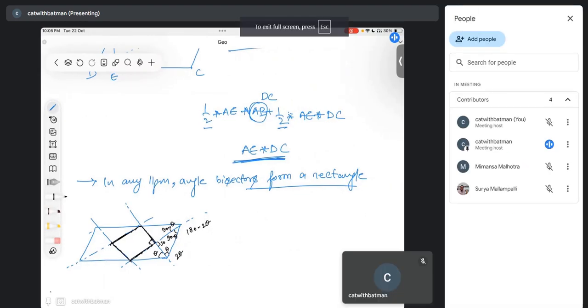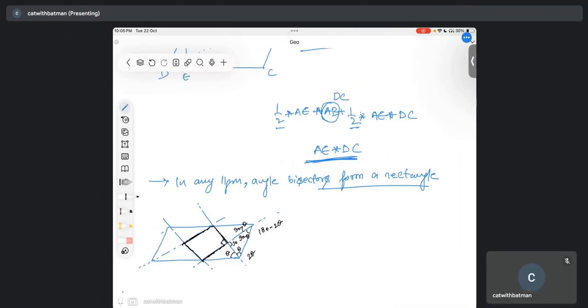Any question, Surya and Mansa? Or are we good? Is everything clear? Okay, Surya, is everything good? Perfect, perfect.